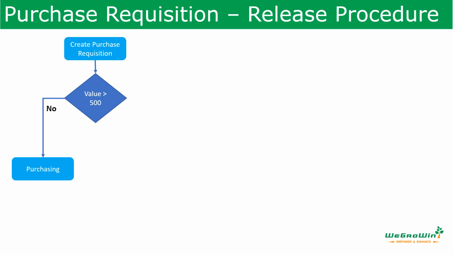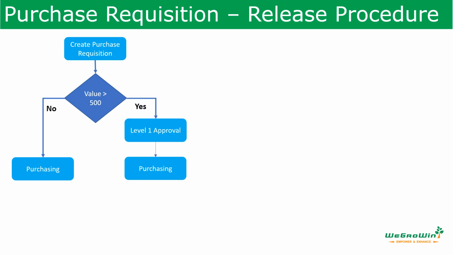Here we discuss some examples. For example, there is a one-level purchase requisition release procedure. Approval is required. So a purchase requisition is created. If the value is more than 500, the system will check. No, it is not more than 500, it is less than 500. It will go for the purchasing activity. Yes, it is more than 500, then it will go for level 1 approval, then the purchasing activity will be completed. This is one-level approval.